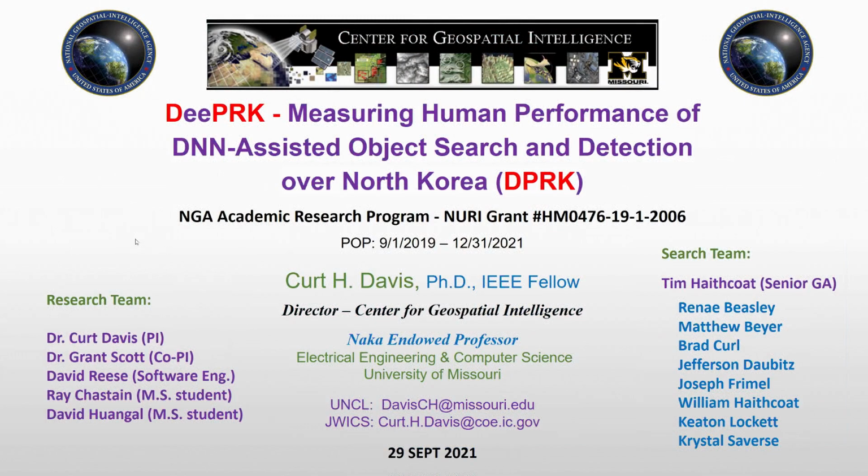Sure. So great introduction. I've been working in this problem space ever since we started the Center for Geospatial-Intelligence. Today I'll be talking about a 2-year effort funded by NGA through their NURI program. What we're focusing on is how we can take machine learning algorithms and assist humans in object search and detection problems, in this case over North Korea. And not just assist them, but we also want to quantify how they impact the performance of human visual searches.